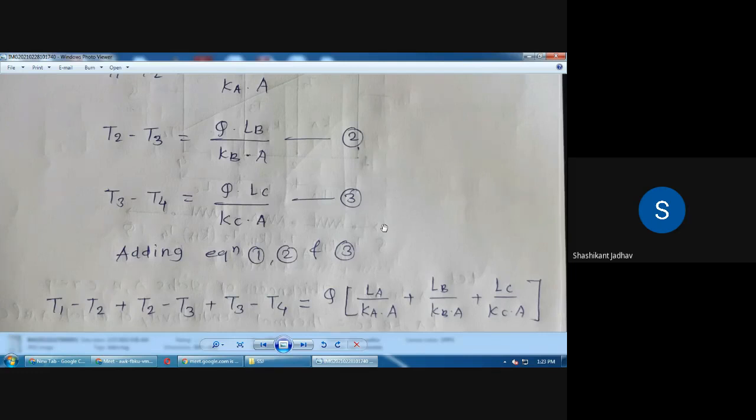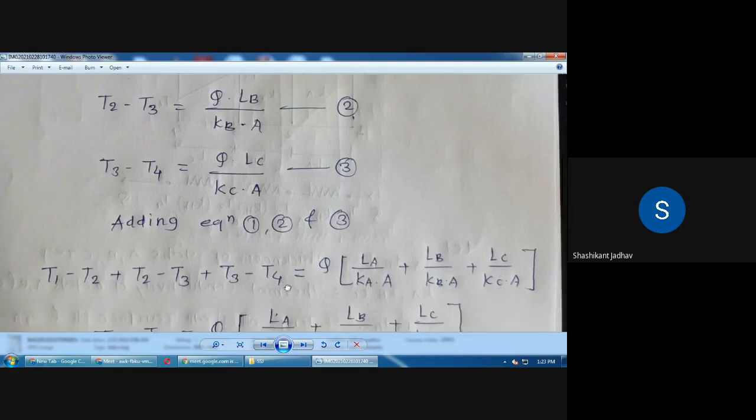Okay, add these equations 1, 2, and 3. So minus T2 is there, plus T2 is there, minus T3 is there, plus T3 is there. So minus T2 plus T2 will be cancelled. Then minus T3 and plus T3 will be cancelled.